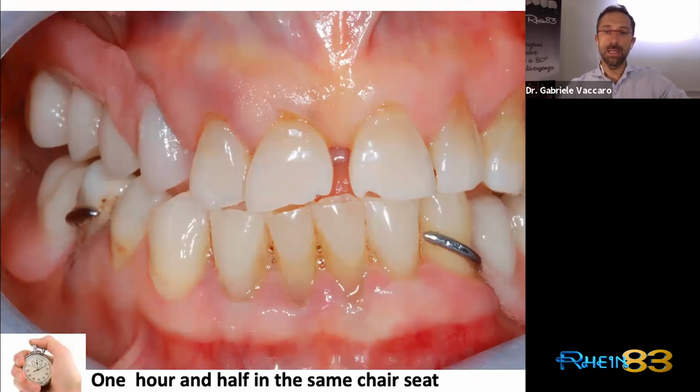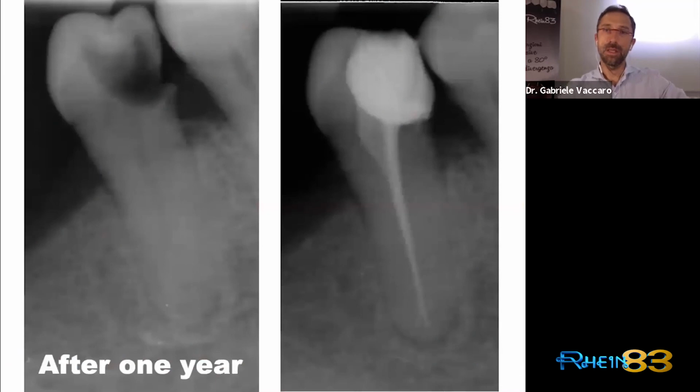And so in an hour and a half, while I was working on the root, the laboratory was working on the prosthesis, and we had completed the case. After that, the patient in the lower teeth had a similar problem. So she knew the solution perfectly, and we repeated exactly the same procedure.